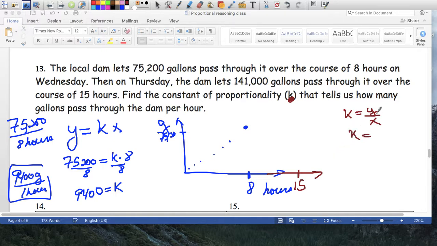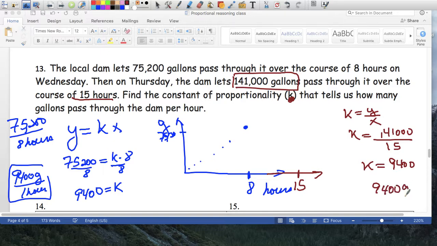K equals, in this case, our gallons 141,000 divided by, in this case, 15 hours. And our constant of proportionality, if you were to divide that, gets us exactly 9,400. So there's our constant of proportionality, and a unit rate from that, I can just say that's 9,400 gallons in 1 hour. And this is definitely proportional.